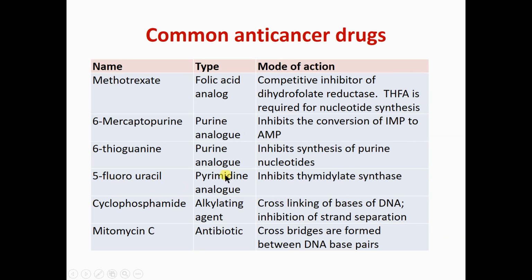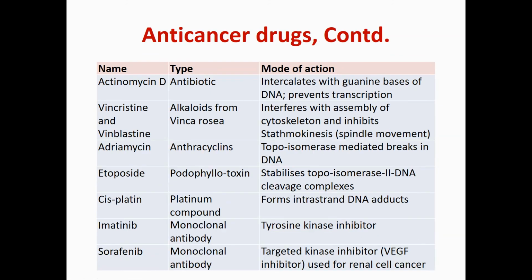Then 5-fluorouracil is a pyrimidine analog, and it inhibits the thymidylate synthetase enzyme. Cyclophosphamide is an alkylating agent, and as we have seen, alkylating agents lead to cross-linking of the bases in the DNA. So this DNA becomes defective and strand separation during DNA replication is inhibited. This cell cannot be divided into two progeny, so cancer cell growth becomes inhibited. Mitomycin C, again an antibiotic, leads to cross bridges formed between the DNA base pairs, so again a DNA defect is produced in the particular cancer cell.